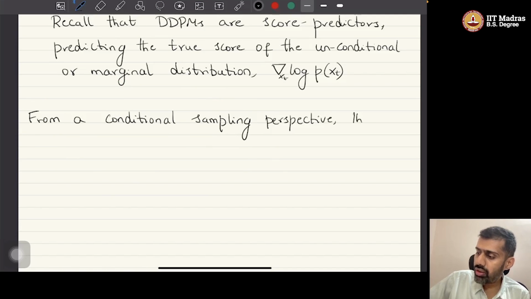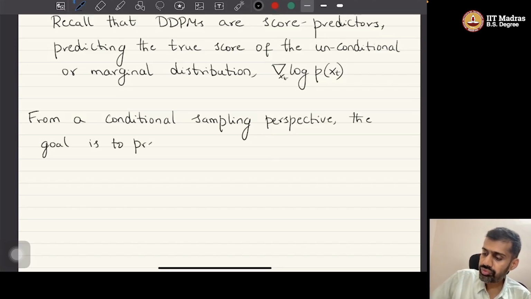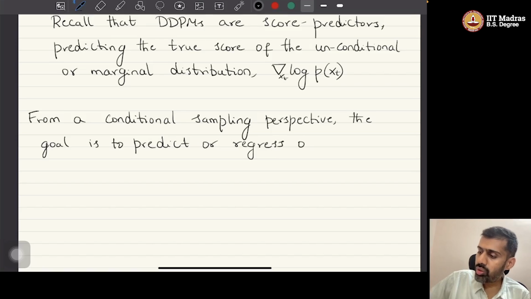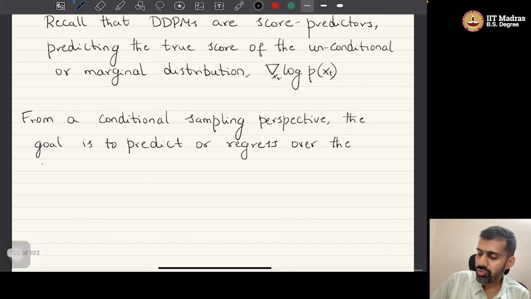the goal is to predict or regress over the conditional score. Right? So now if we want to sample from the conditional distribution, what do we have to do?